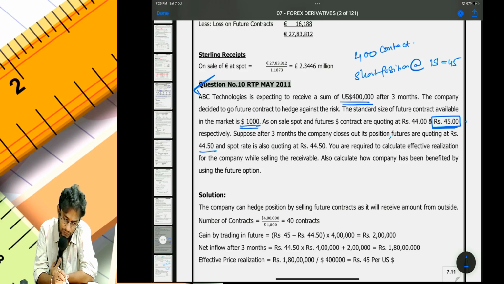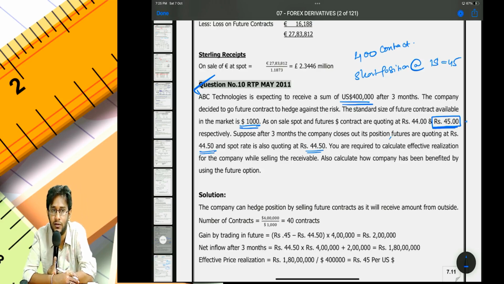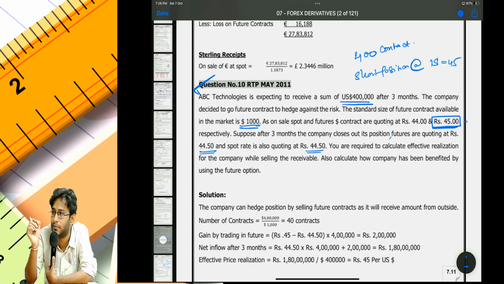Suppose after 3 months, the company closes out its position. Futures are quoting at 44.5 and the spot rate is also quoting at 44.5. Sir, the futures rate is the spot rate. Why are they equal like that? Because the maturity dates are the same. Spot rate and futures rate both being the same means they are standing on the maturity date.